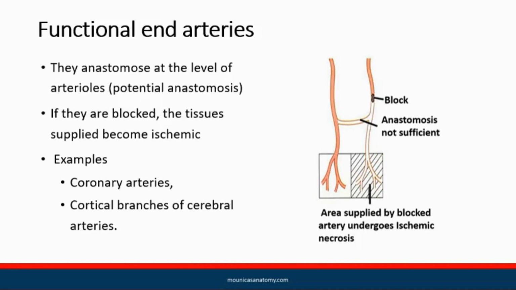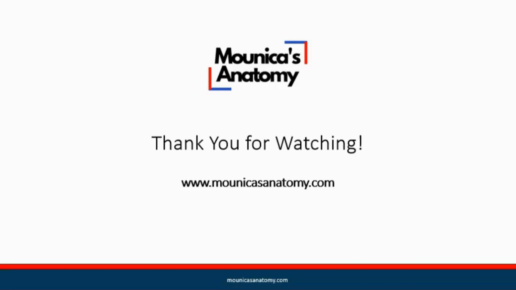Functional end arteries. These arteries anastomose at the level of arterioles. But if they are blocked, the tissues supplied become ischemic. Examples: coronary arteries and cortical branches of cerebral arteries.